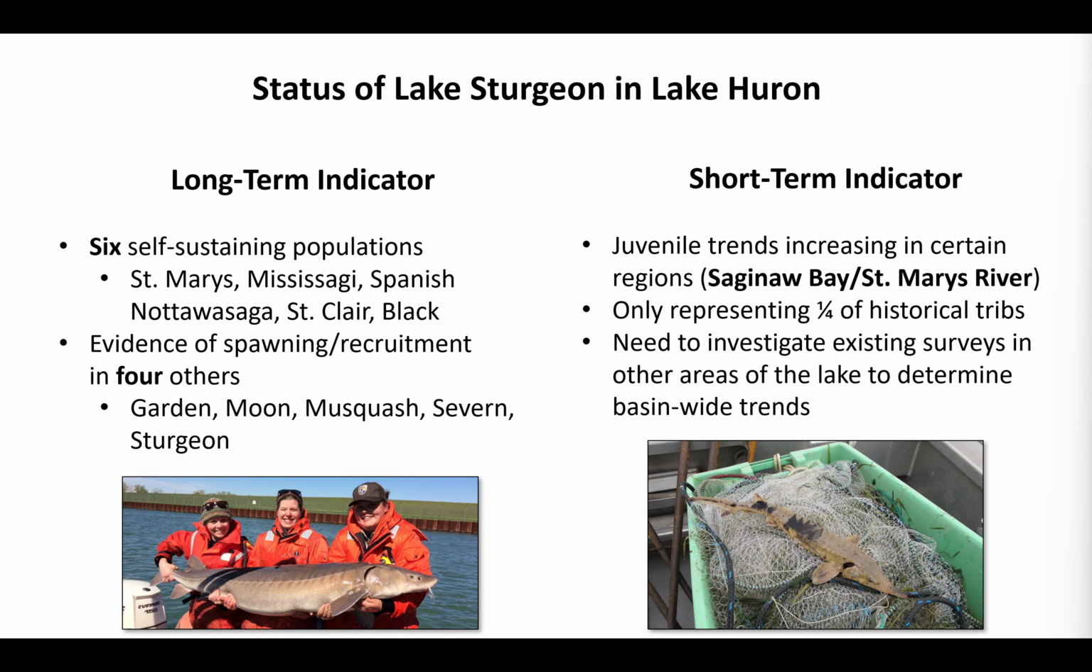So in summary here for the long-term indicator, there are 6 self-sustaining populations in Lake Huron: the St. Mary's, Mississagi, Spanish, Nottawasaga, St. Clair, and Black rivers. There's evidence of spawning and recruitment in 4 others: the Garden, Moon, Musquash, Severn, and Sturgeon, and those are pretty new. That's pretty recent in sturgeon life history for evidence of natural reproduction.